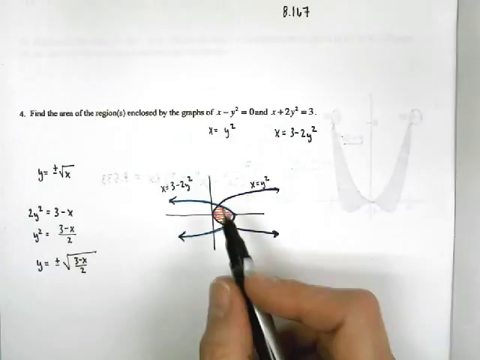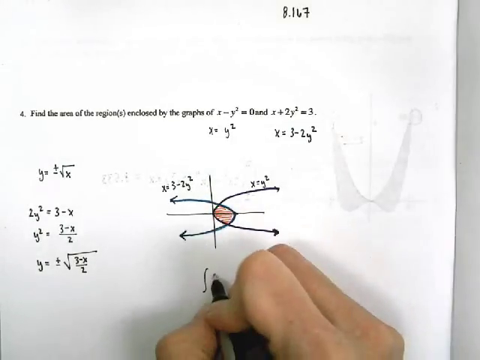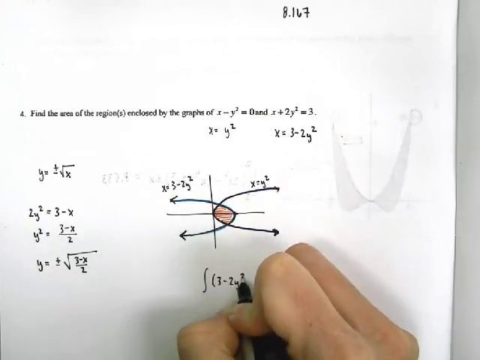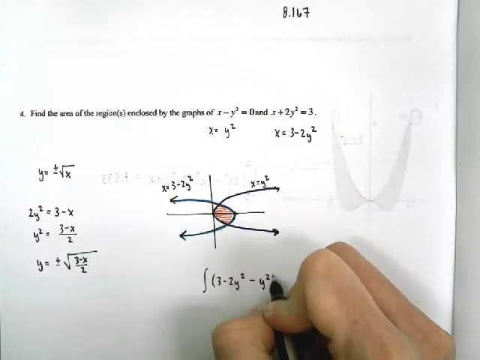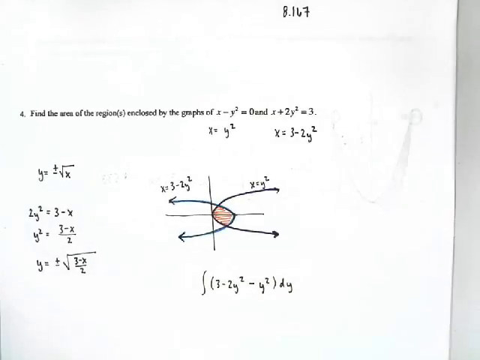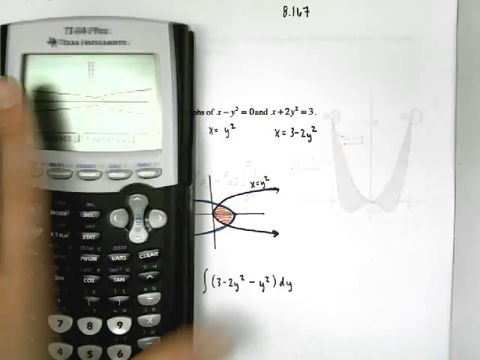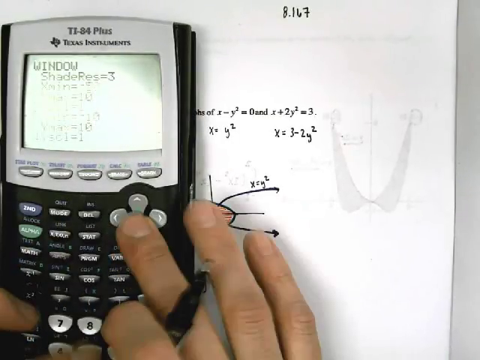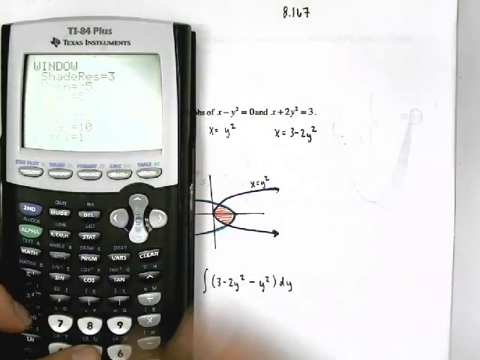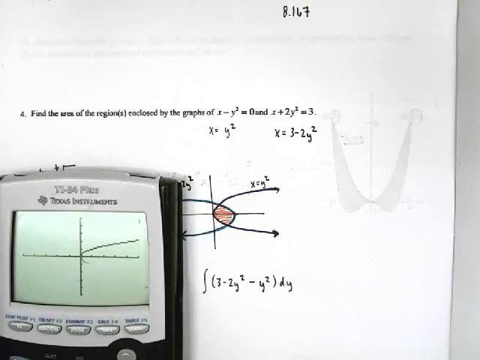All right, so we are going to do right minus left. So I'm going to set up my integral. Again, my right function I know is 3 minus 2y squared. And I'm going to subtract my left, which is minus y squared. That's dy. And I'm going to use my calculator now to get those intersection points. Remember, they're going to be the y values of those intersections. Let's see, I'm going to change my window here. Maybe make it a little smaller so I can see things a little better.